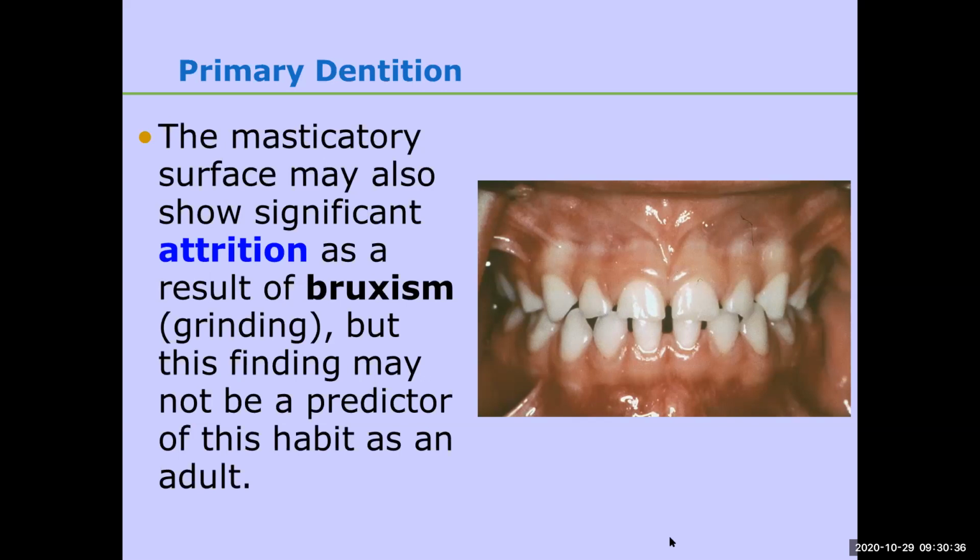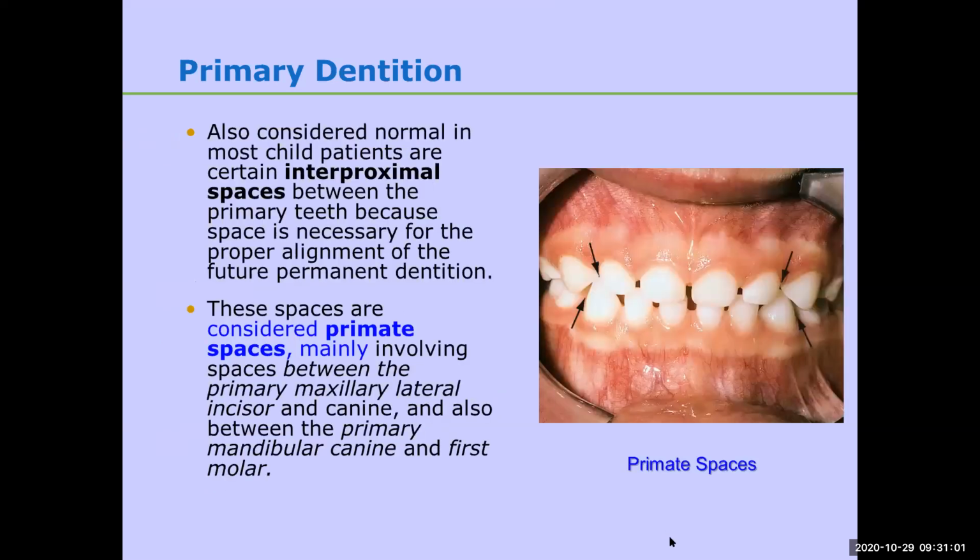One of the thoughts on grinding with deciduous teeth with these kids is that it helps stimulate osteoblasts, which in turn will help the jaws grow. So we don't know why kids grind, but they do. And that is one of the rationales as far as why we think they grind.